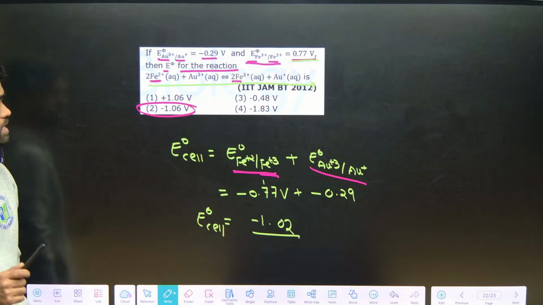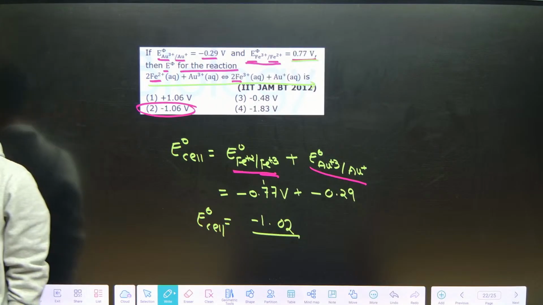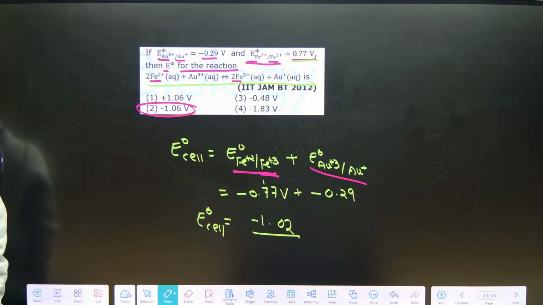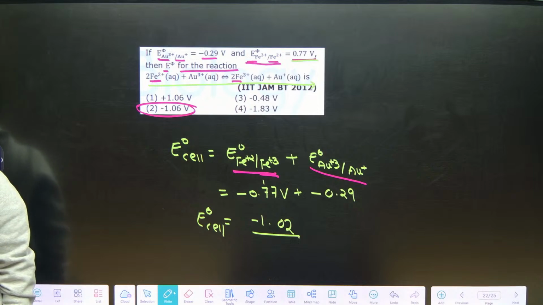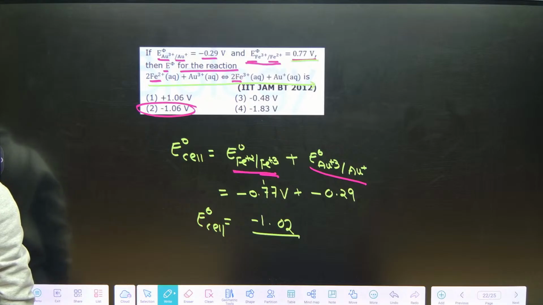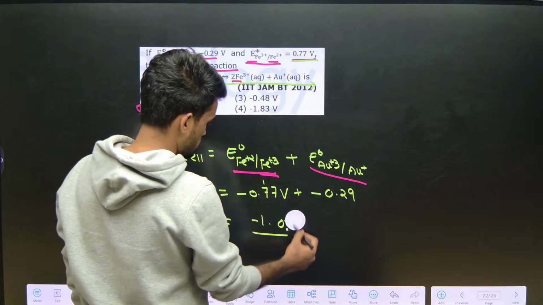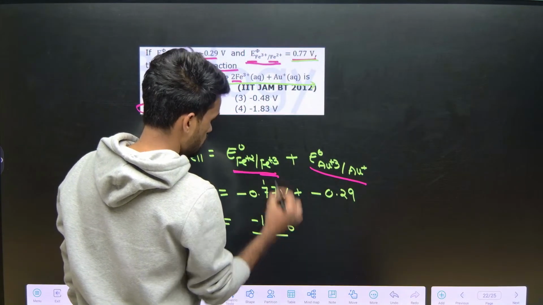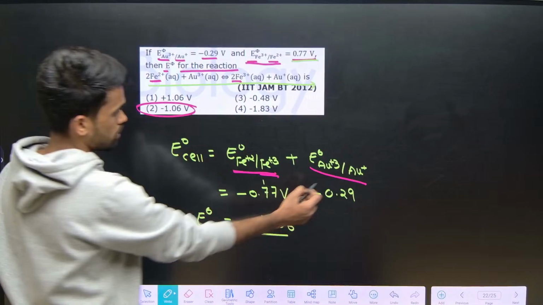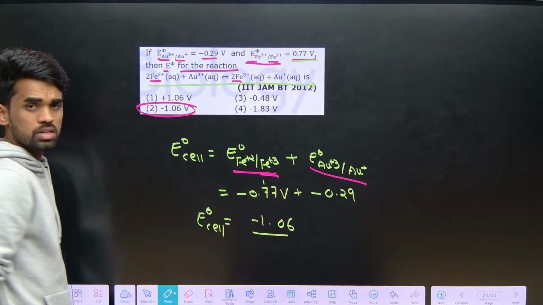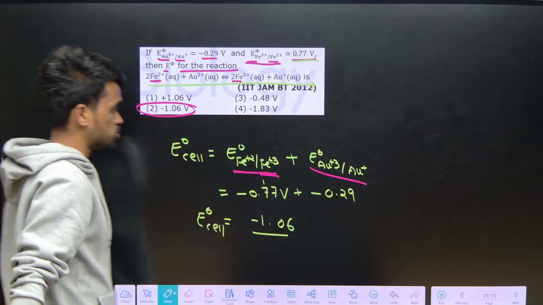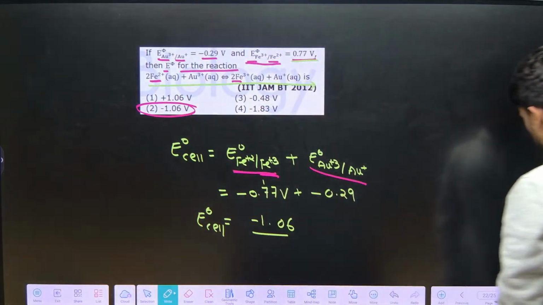Hope this is clear. Is this clear or not, what we did here? This is 6 only, you can take 6. So this will be your answer here, the second option. Okay, right. Next one.